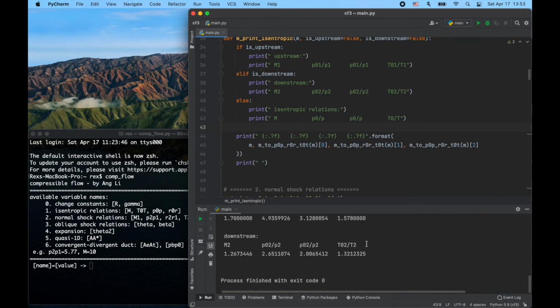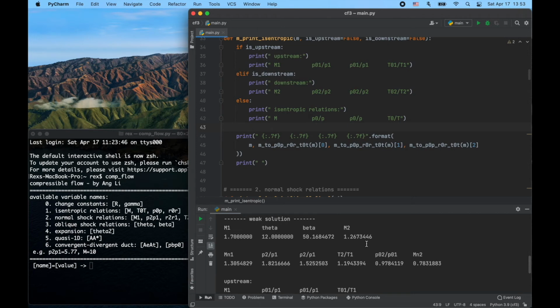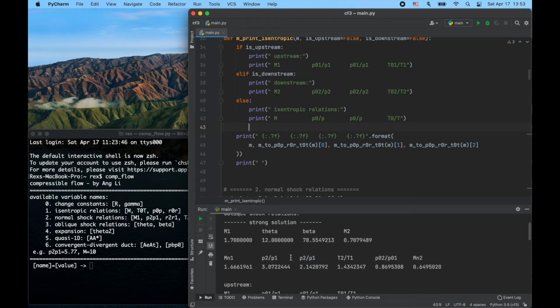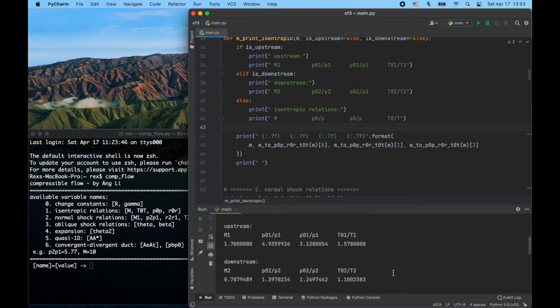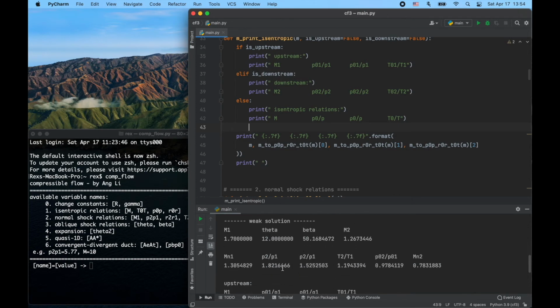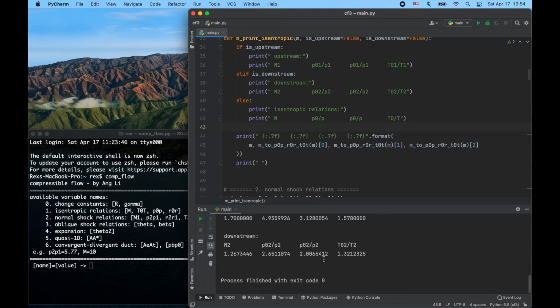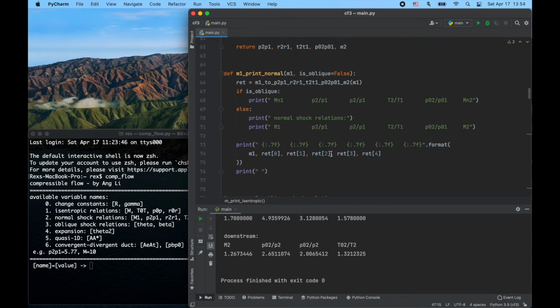Okay, let's see. So this is a strong solution. Upstream Mach number relations, isentropic relations, downstream, and this is the weak solution. I think it looks all right. So we are done with the oblique shock relations.